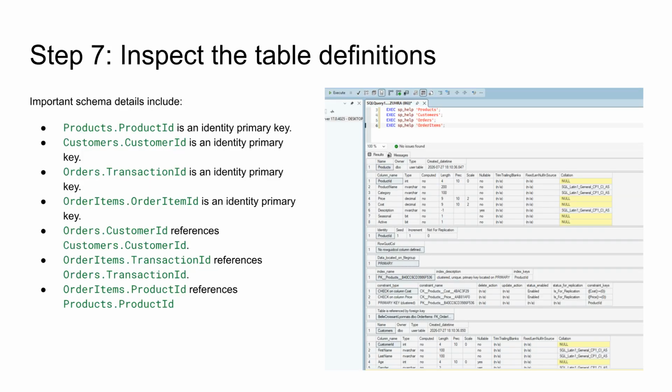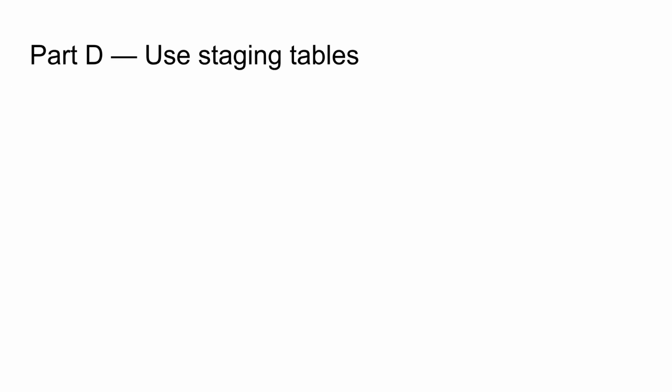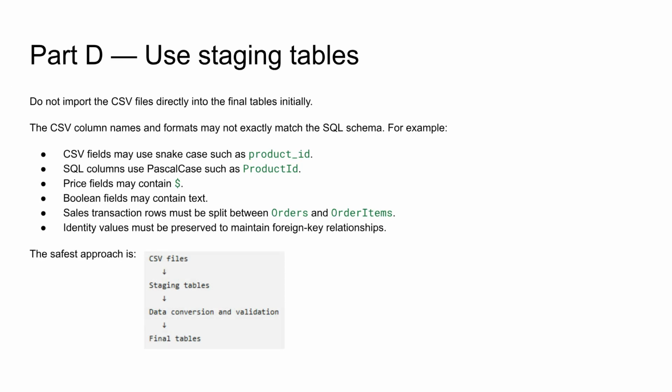Take a moment to inspect your table definitions. Ensure that your primary keys and foreign key relationships are correctly configured as defined in the schema. When importing data, we recommend using staging tables first. This allows for necessary data conversion and validation before moving records to your final tables.